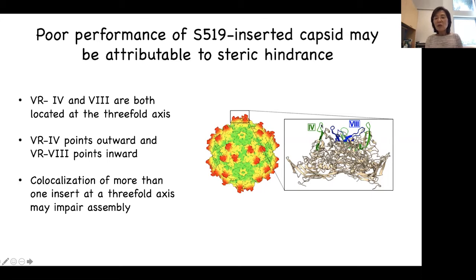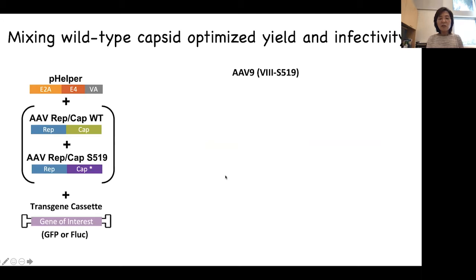But maybe the 36 amino acid peptide is folded in this direction, so they have a steric hindrance and conflict with each other. If we make them have only 1 or 2 S519 peptides per threefold axis, maybe that works. So before we gave up, we tried it. In addition to the helper plasmid and transgene cassette, in this case expressing firefly luciferase or GFP, we mixed wild type and mutant capsid plasmid at various ratios.